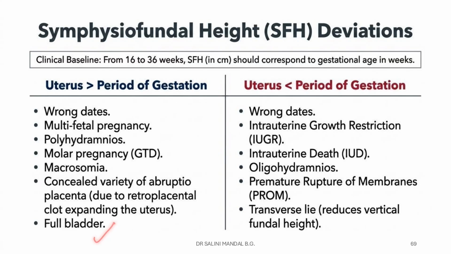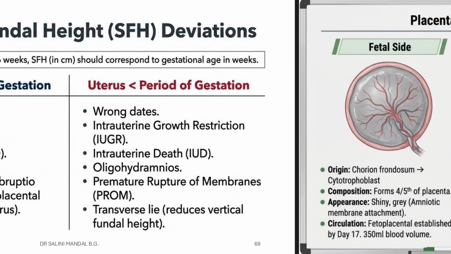When the uterus is smaller than the period of gestation: again wrong dates, IUGR, IUD, oligohydramnios, premature rupture of membranes, and even transverse lie. Because transverse lie reduces the vertical fundal height. Transverse lie is something like this: the baby is lying like that, stretching sidewise, not vertically.